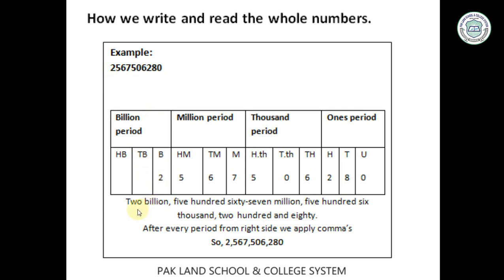Now we read this number like this: 2,567,506,280. After every period from the right side we apply commas. So 2, 567, 506, 280.